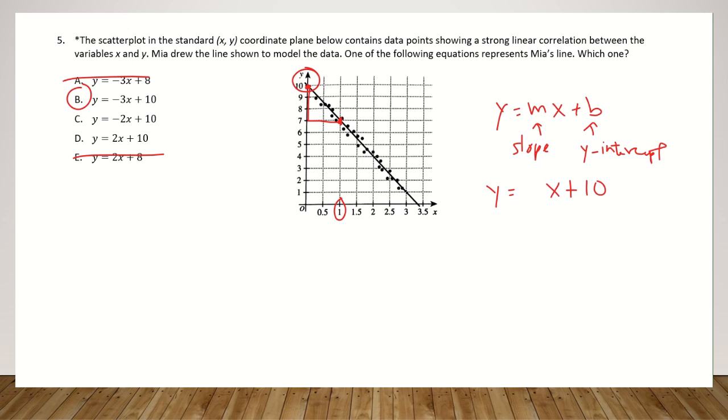So we went from 10 to 7, that's a change of 3. And then we went over from 0 to 1, right? So 10 minus 7 is 3. 0 minus 1 is a negative 1. This is a slope of negative 3. And that's choice B.